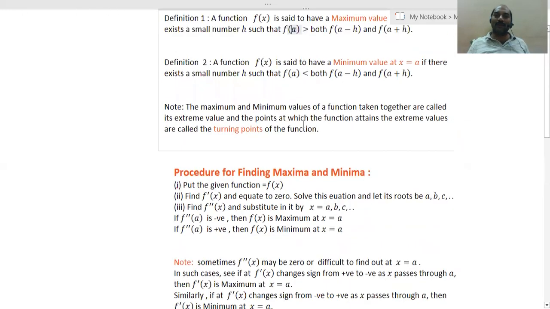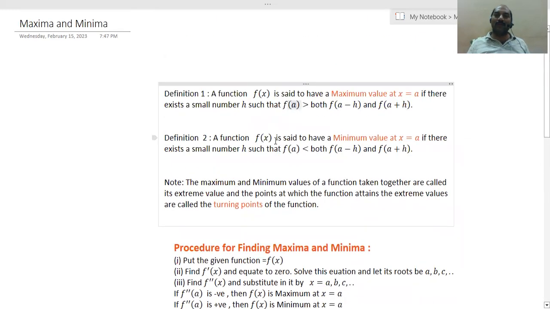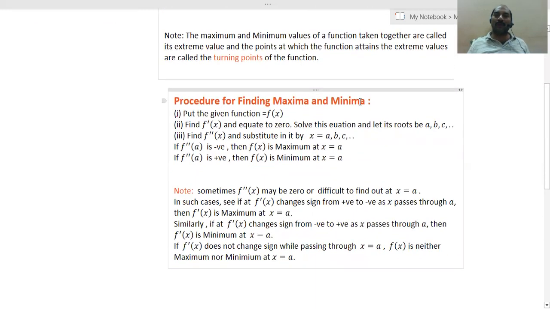Those are the definitions. 2 marks questions will come from these definitions in this unit. You must remember these definitions. Next, the procedure for finding maxima and minima.